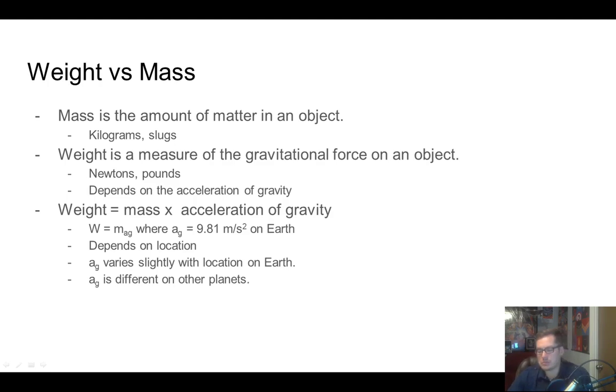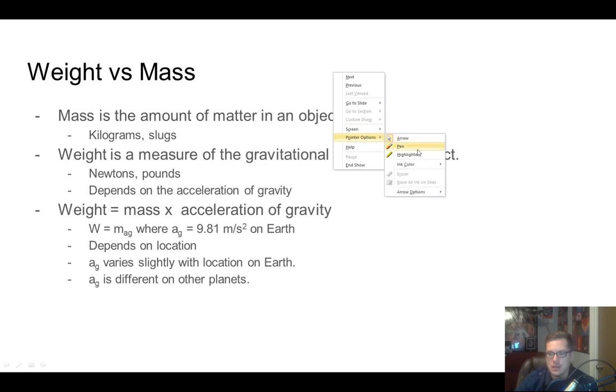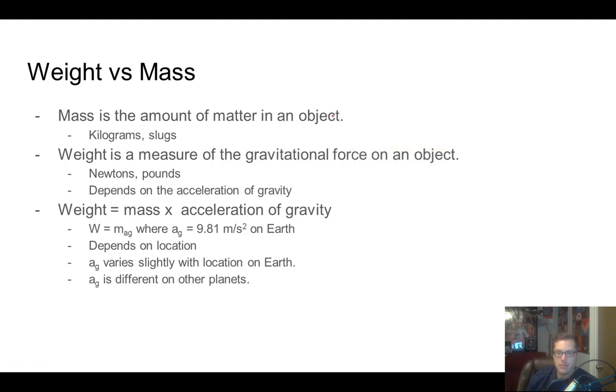This is one of those big things that lots of people screw up. They assume weight and mass are the same. They are not the same. Mass is defined as the amount of matter that's in a subject. So when we talk about matter, we're talking about its mass. So we take grams, kilograms, and so on. The kilogram is the SI unit for mass.